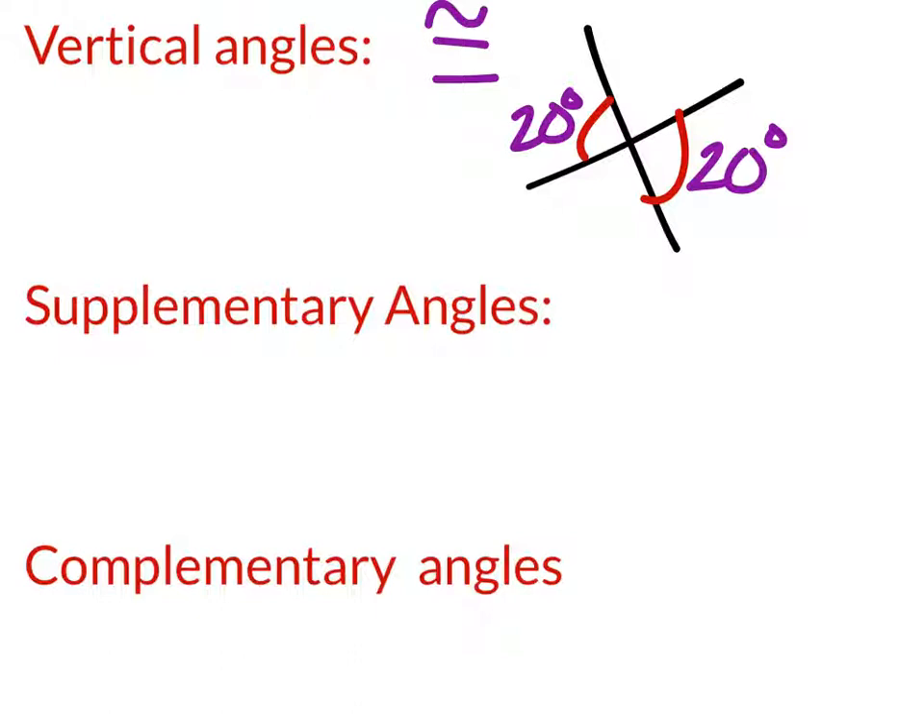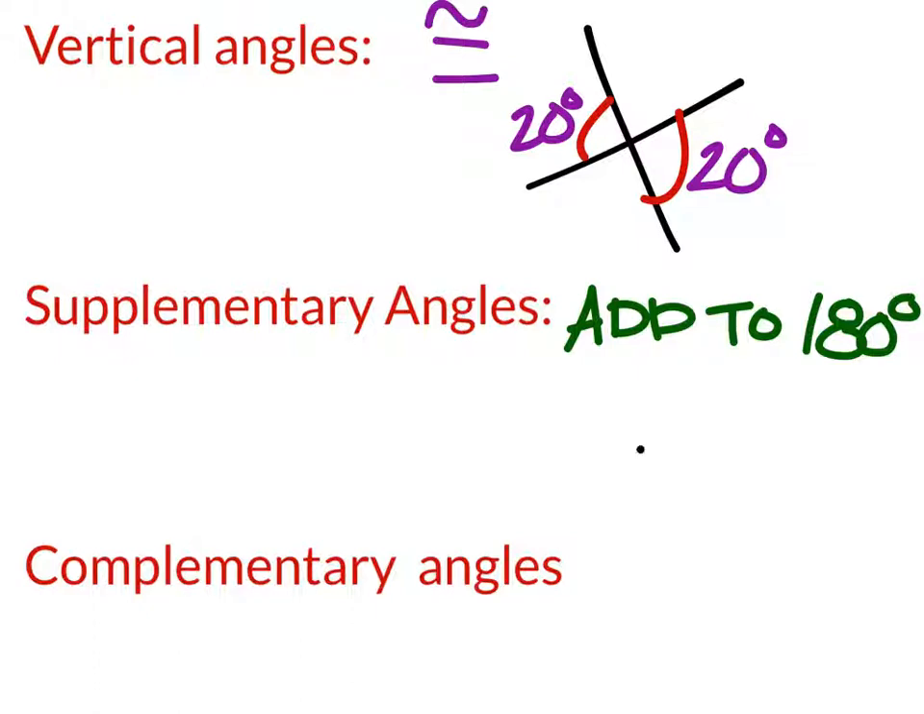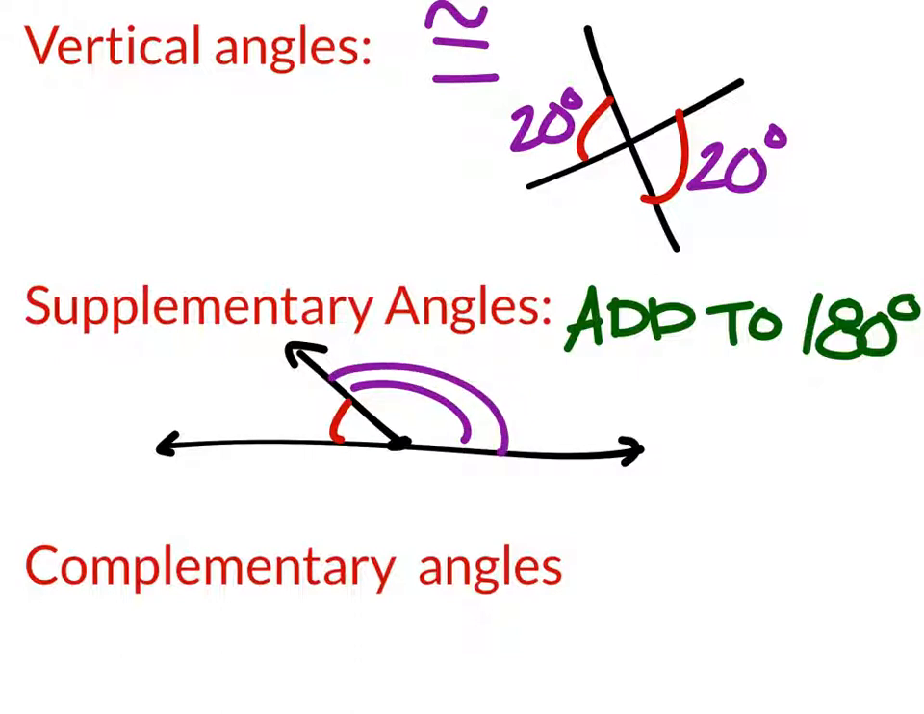Supplementary angles. These ones make a straight angle, so they add up to 180 degrees. So what we'll see on these is something like a straight line. Well, hopefully straighter than that one, but then we've got this angle, and then this angle with this one here would make a supplementary relationship between the two angles.